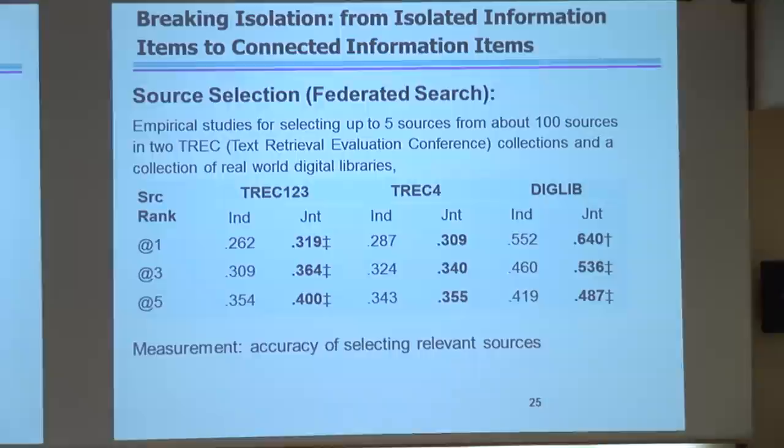We modeled this application, and we also have done some empirical study to show the performance on some experimental or research data sets, as well as a real-world application. The last one is a real-world application for Purdue Library, which searches about 100 information sources, 100 real-world digital libraries. So this is the sum of our work that utilizes joint probabilistic modeling for modeling information atoms together rather than modeling them individually.